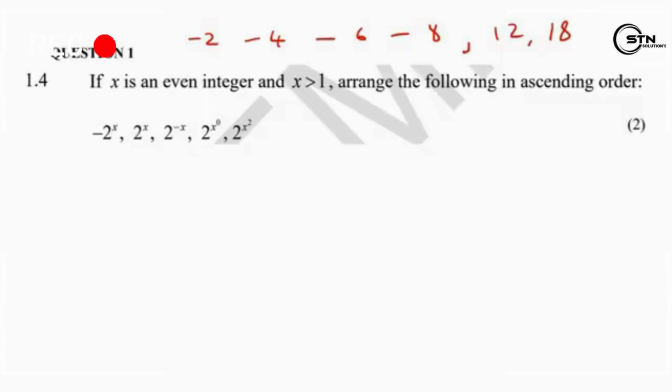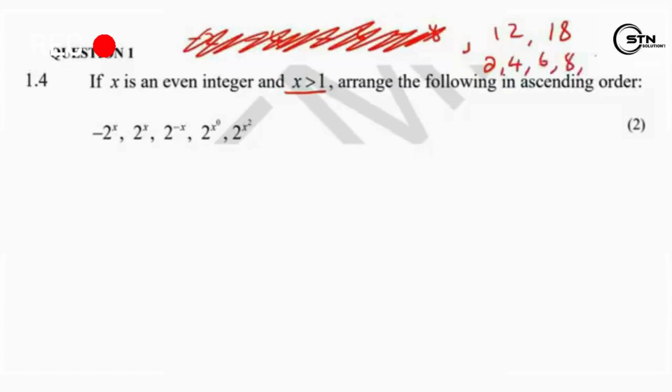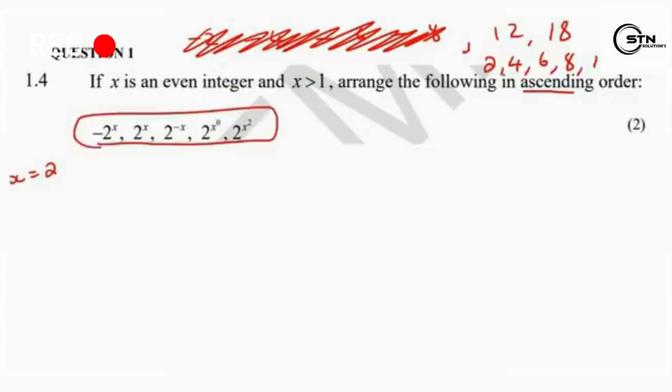So like 2, 4, 6, 8, 10, 12, or negative, okay? They tell us that x is an even integer, and they tell us that x is larger than 1. Oh, okay, so x is larger than 1, so we can't have any of the negative numbers. So we're only going to have numbers like 2, 4, 6, 8, 10, 12. Okay, arrange the following in ascending order, so from smallest to largest. Okay, I think let's try something. Let's say that x is 2, because they said x is an even integer and x must be bigger than 1. So let's just say x is 2, and then I'm just going to plug that into each of these and see what we get.